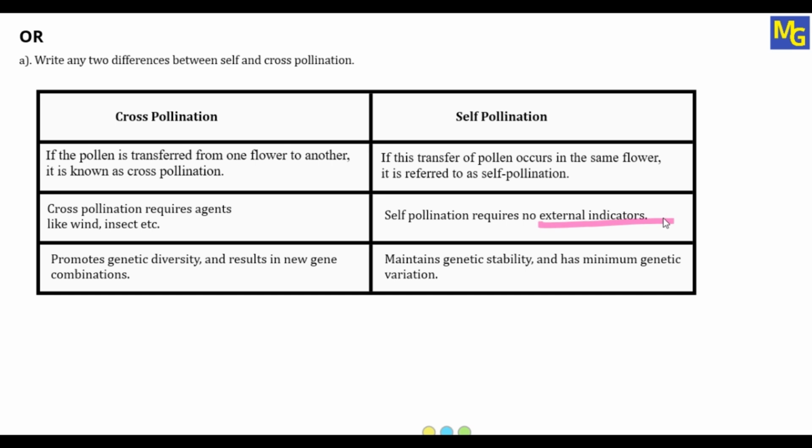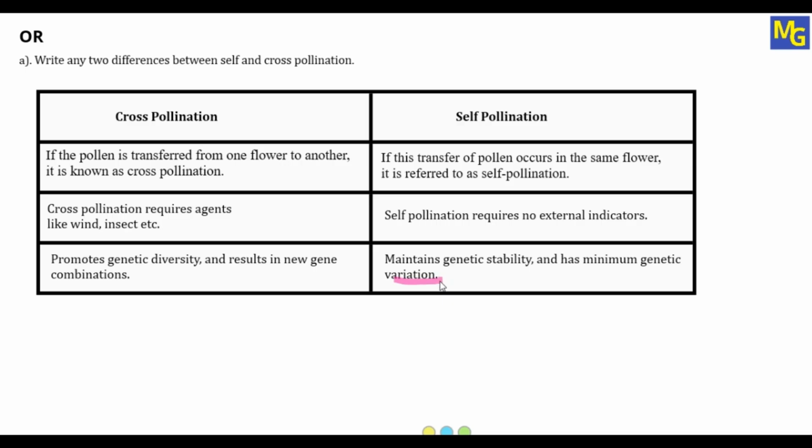Then the third difference: promotes genetic diversity and results in new gene combinations. So here what happens? Two different flowers are involved and two different flowers have different genes. They have different characters, and when they get pollinated, whatever new progeny will come, it will show diversity in their genes. But in case of self-pollination, the pollen from the same flower is getting fertilized with the egg or the ova of the same flower. So here genetic variability will not be seen. Minimum genetic variations we can see. So this is the third difference.